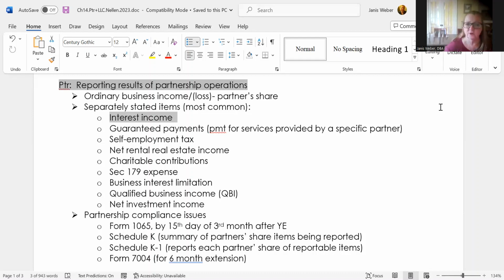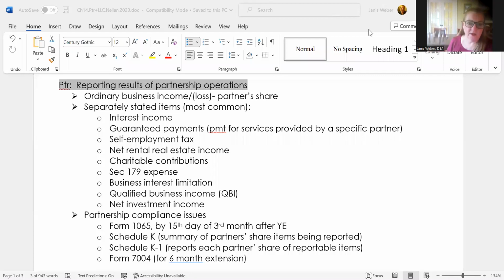Hang on just one second. Okay, I double checked that. No, I misstated that. The guaranteed payment does show as a deduction on the ordinary expenses, but then it shows up again as an income factor to just that guaranteed partner.